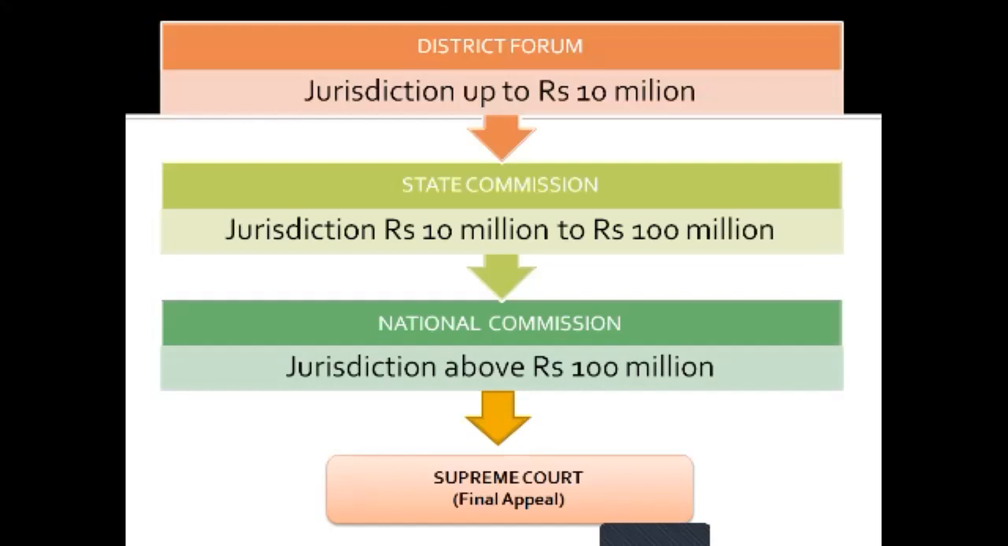So in the amendment of 2019, in the district forum, jurisdiction was up to 10 million, that is 1 crore. Then the state commission, appellate authority over the district commission, has original jurisdiction of rupees 10 million to 100 million. Then the national commission is again an appellate authority over the state commission, with original jurisdiction above rupees 100 million. And then the final appeal is to the Supreme Court.